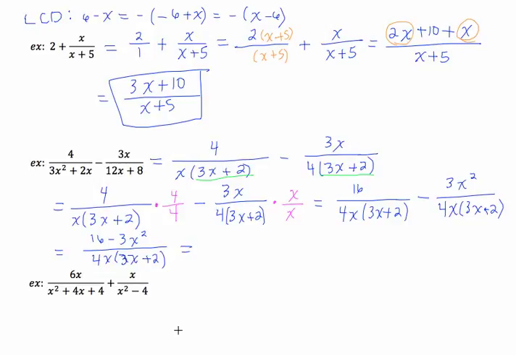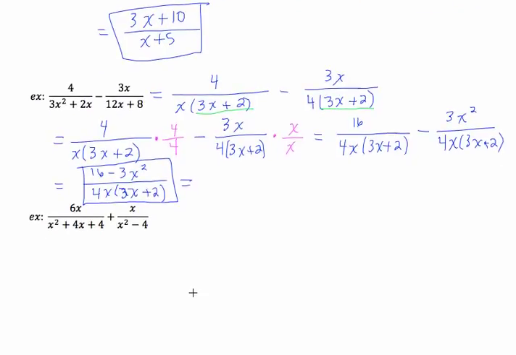And the next question is, does anything simplify? And between 16 and 3x squared, we can't take a 3 out of 16. It's not a difference of two perfect squares, so there's nothing we can do to factor further. So this is our final answer right here. All right, and let's try that same method on this one.